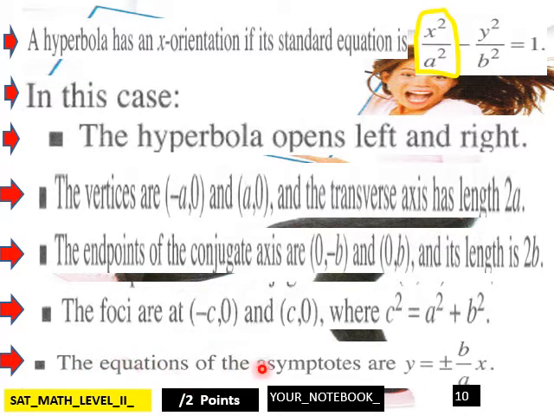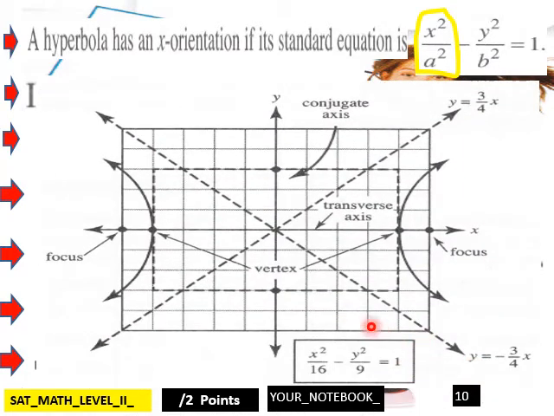The equations of the asymptotes are y equals plus or minus b over a times x. Again, here is a sketch of that, negative b over a x. Here, b squared is 9 and a squared is 16, so that's negative 3 over 4, and then 3 over 4 for the slope of our asymptotes.